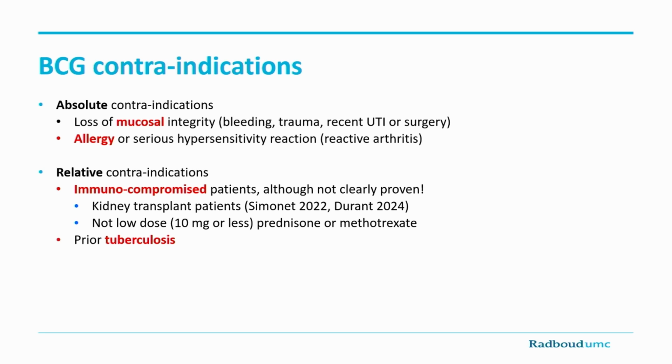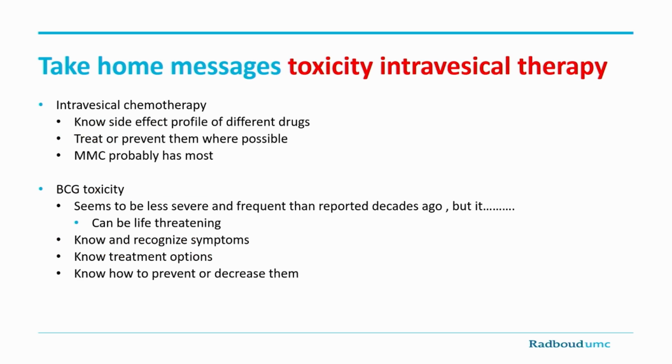Now you don't see it a lot, but that's a relative contraindication for BCG, so you can try that. Take-home messages: toxicity and intravesical therapy. If you give chemotherapy, know the side effect profile of the different drugs that you're using. Treat or prevent them when possible. And of course, mitomycin C probably has the most. It's a very effective drug, but I guess it also has the most side effects.